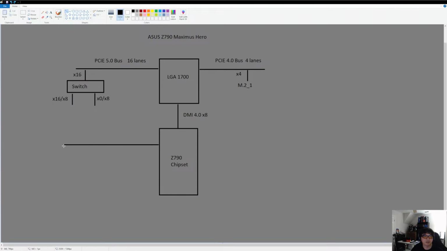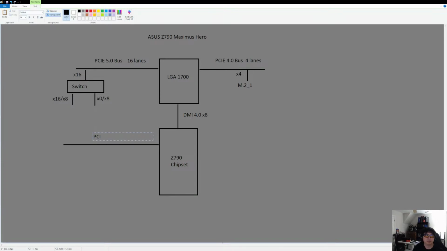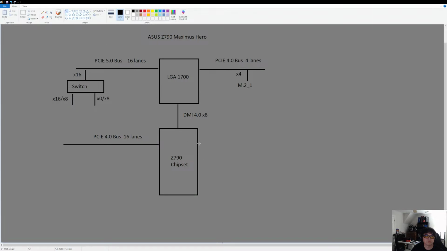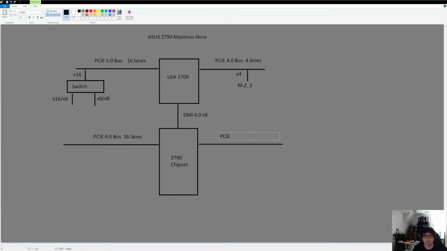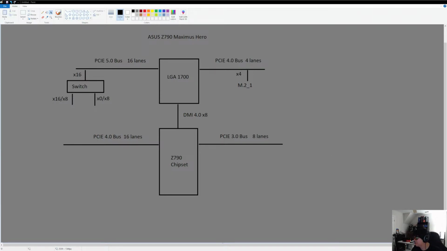All right, and then you get over here, just like with the AMD motherboard, you get a PCIe 4.0 bus on the chipset. And I believe on this one you get 16 lanes. And then here you get 8 PCIe 3.0 lanes. Just double check to make sure I'm not wrong. Let me just look at that diagram that Joey had sent over. You get 20. So 20, 4, 8, 3. Oh, okay, it's 20, not 16.